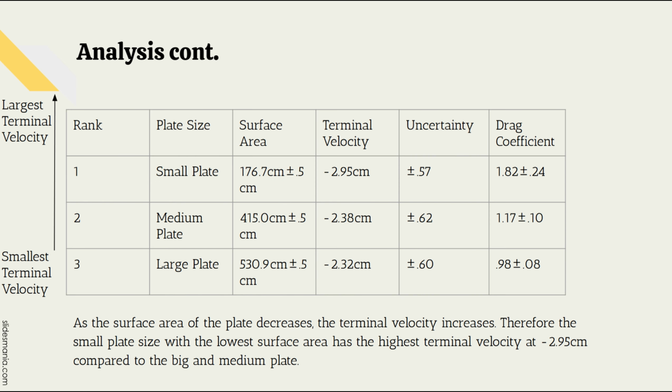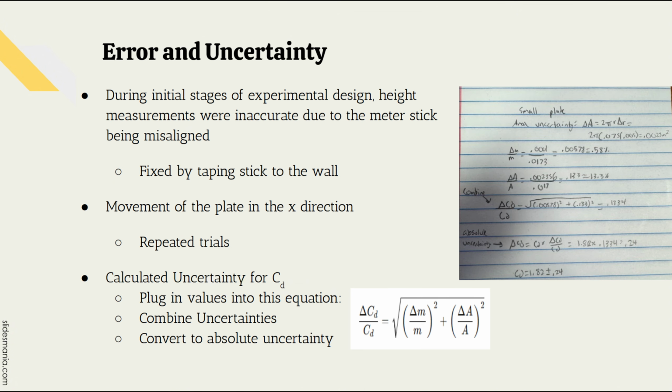This table summarizes our findings, showing the surface area, terminal velocity, uncertainty, and drag coefficient. And as you can see, as you increase the surface area, the terminal velocity decreases, as well as the drag coefficient. So now I'll talk about our error and uncertainty. There's a couple places we could have had error, one being the meter stick being misaligned. We tried to fix this by taping it to the wall, and the other being movement of the plate in the X direction. And to resolve this, we repeated trials and picked the best one where the fall was most vertical. We also calculated uncertainty for drag using the equation here. And then we have our work to the right in this picture, where we calculated the uncertainty for area and all the factors, combined it, and have our final uncertainty below.